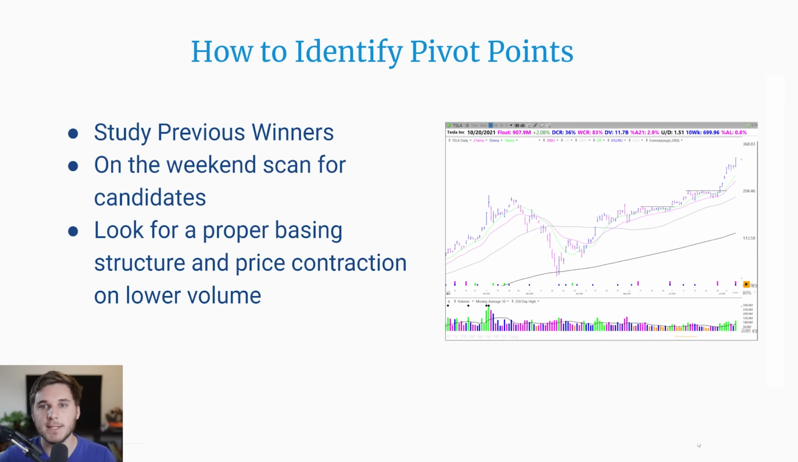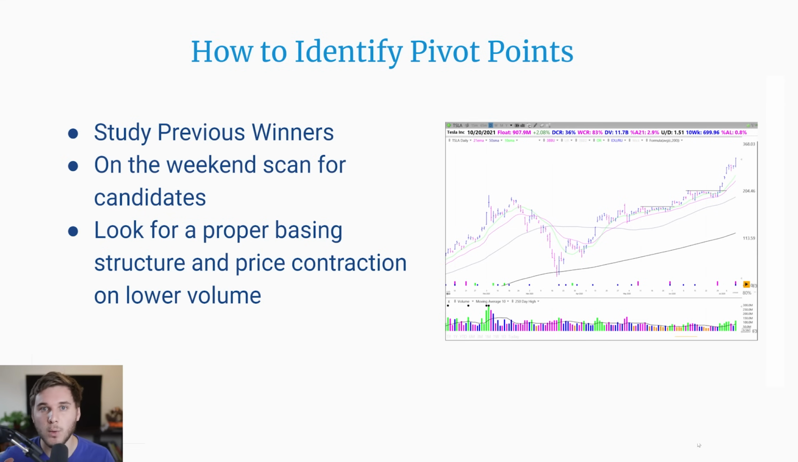So now how do you go ahead and identify these pivot points? Well, the best way is to go ahead and study previous winners. And at Traderline, we just put out earlier this year an excellent resource for that, a Traderline model book with the best winners from 2018, 2019, and 2020. The link will be down below in the description.